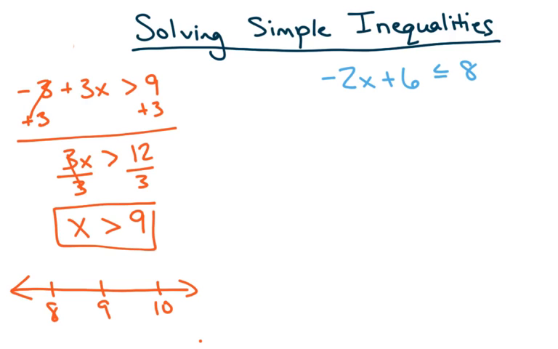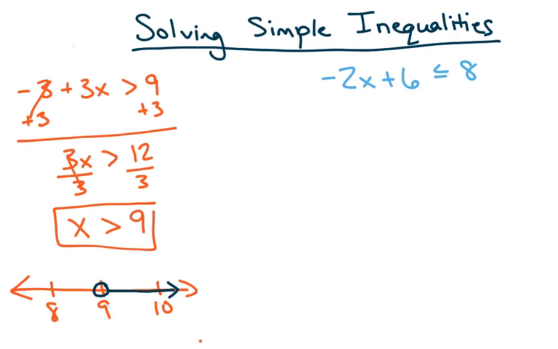So the first thing I'm going to do is put an open circle over 9. That open circle says my solution cannot be 9. This says rather x is greater than 9, so I'm going to have an arrow coming off going to the right, which shows my solution is anything greater than 9. And so that's the solution for our first one there.